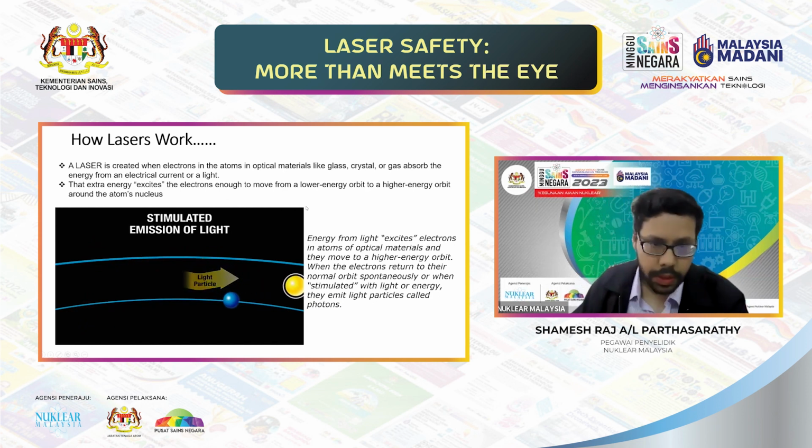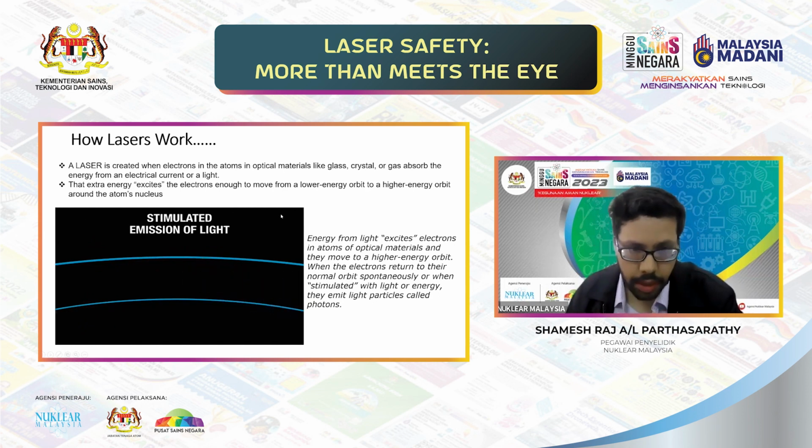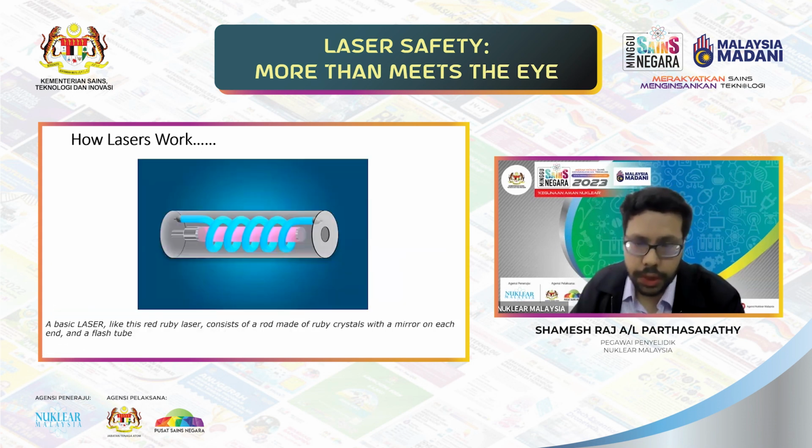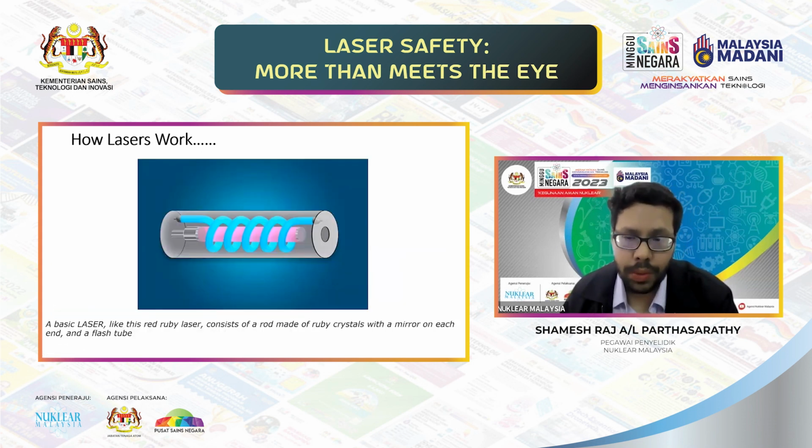If you look into this particular graphic, the energy from the light excites the electrons in atoms of optical materials, and then they move to a higher energy orbit. When the electrons return to their normal orbit spontaneously, or when stimulated with light of energy, they emit the light particle, or photons. To put things into perspective, let us go step by step on how lasers work.